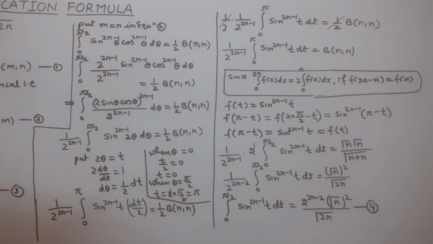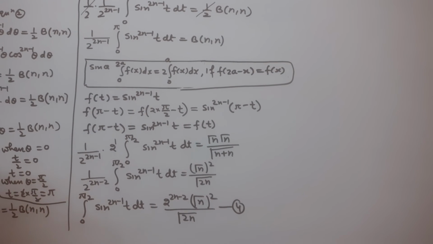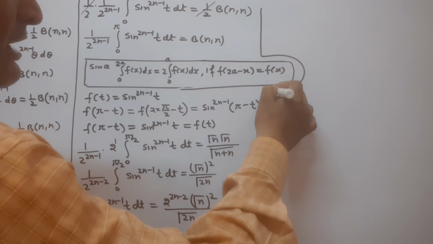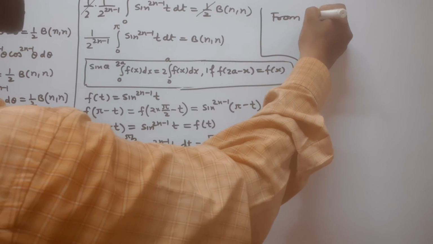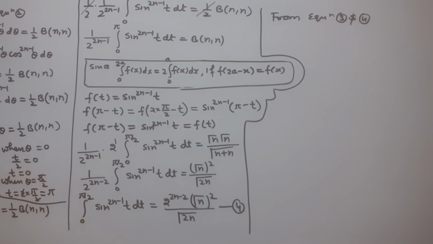Now comparing equation 3 and 4, we get the actual Legendre's duplication formula. So from equations 3rd and 4th, we can see here that in both equation 3rd and 4th the left hand sides are equal, so the right hand sides will also be equal.